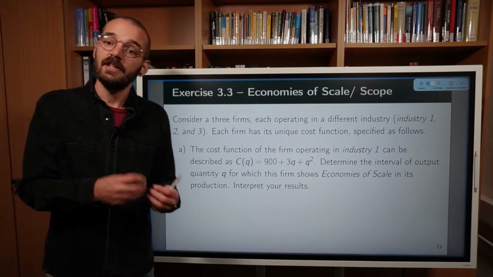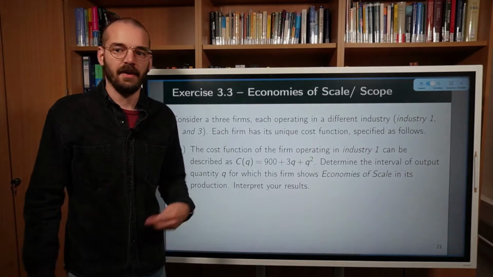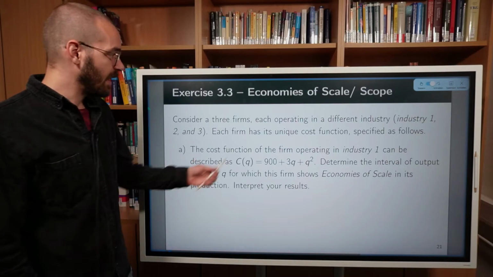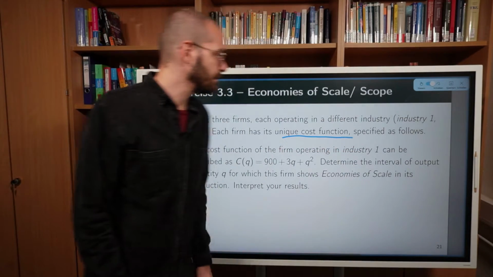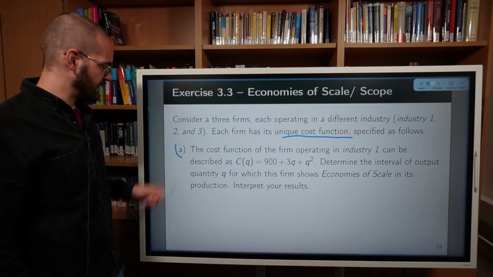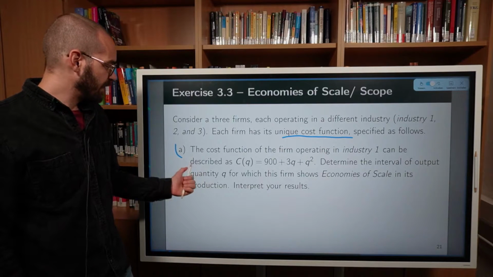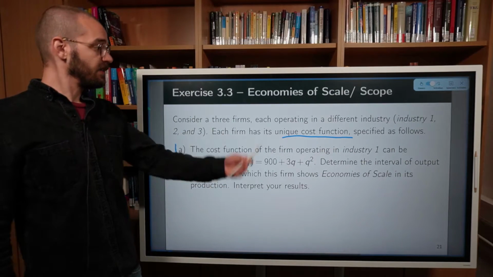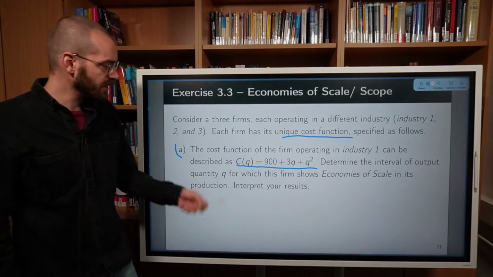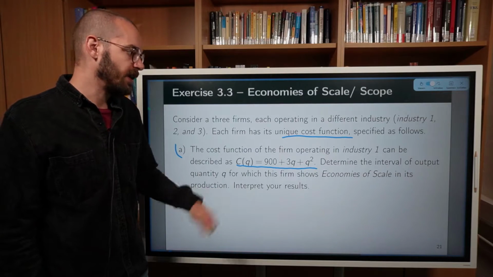In each of these industries there is one single firm, and we don't really care about them being a monopolist in this case, because we are going to look at their cost functions. In the first industry, which is described in task A, we know that the firm that is operating in this industry has a cost function that follows this. So it reads 900 plus 3q plus q squared.